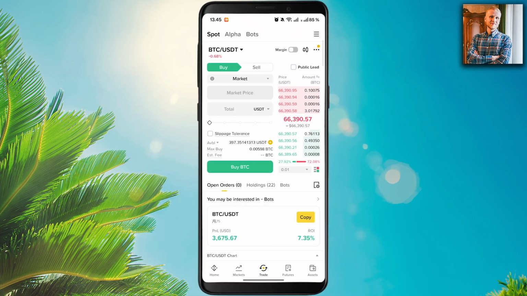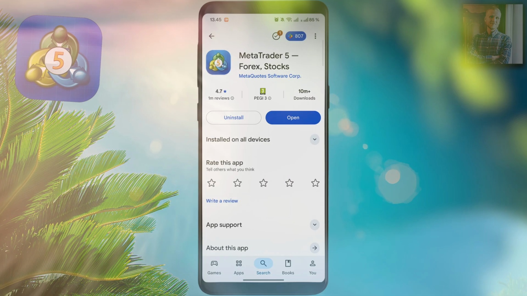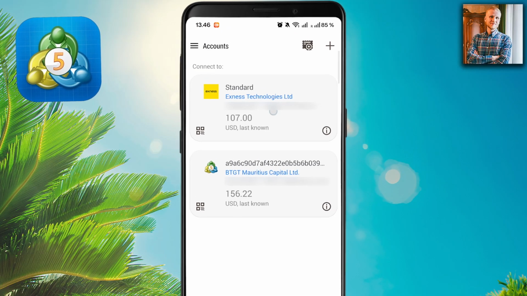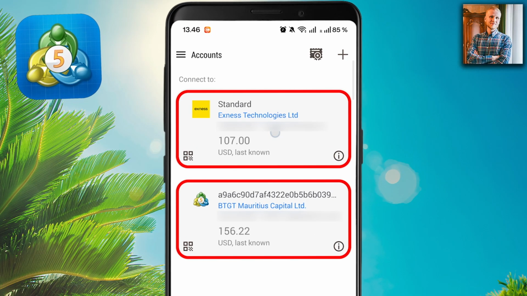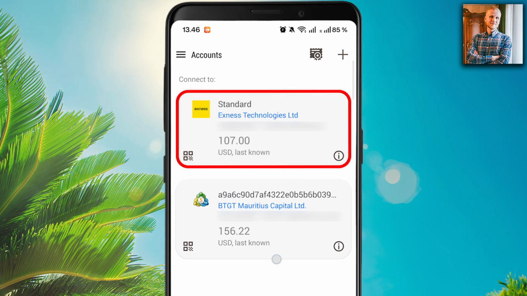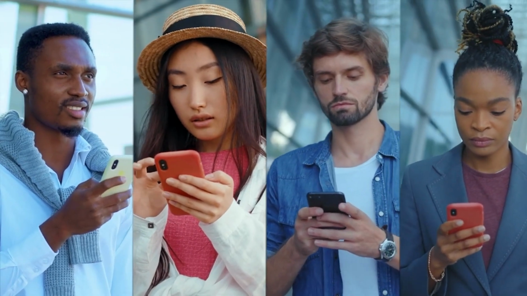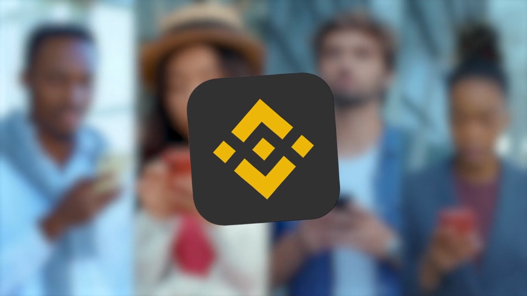You are probably asking how to connect Binance to MetaTrader 5. In this video I will answer your question and I will help you to get started with trading. You can see here that I have connected other trading apps into MT5 already, Exness and BitGet. And many people are asking how to also connect Binance.